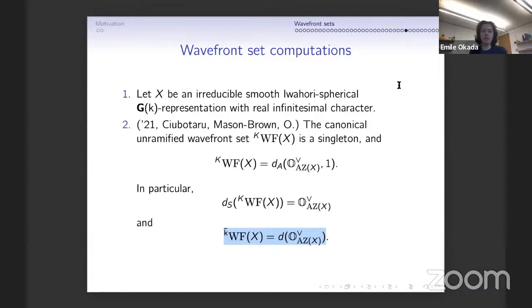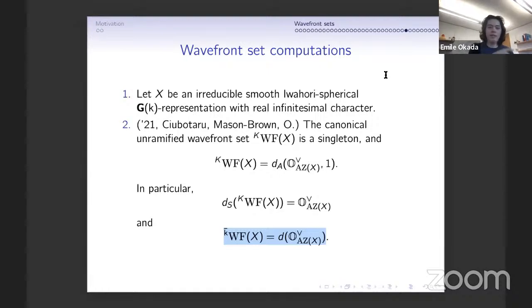Okay, so that hopefully convinces you that the canonical unramified wavefront set is the correct notion, or the natural notion to look at when you're looking at p-adic representations, and really is the invariant that behaves well with respect to the local Langlands correspondence.